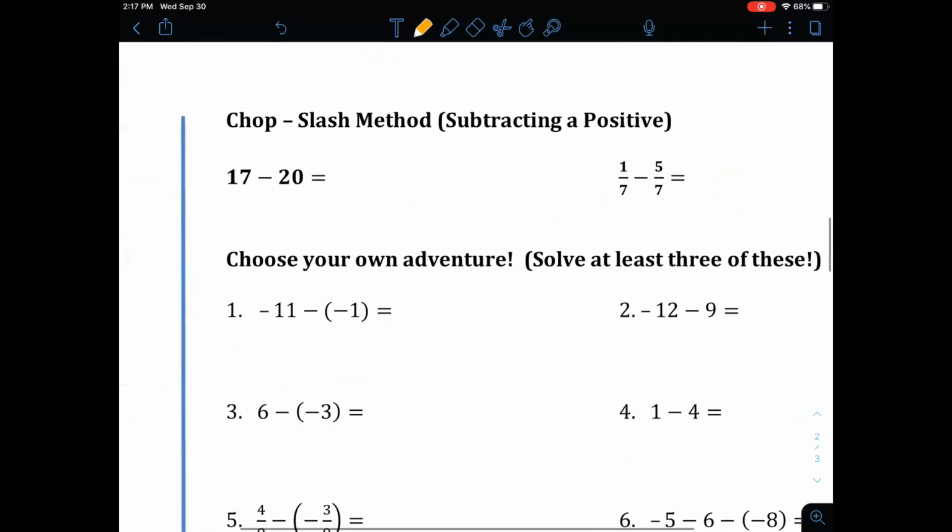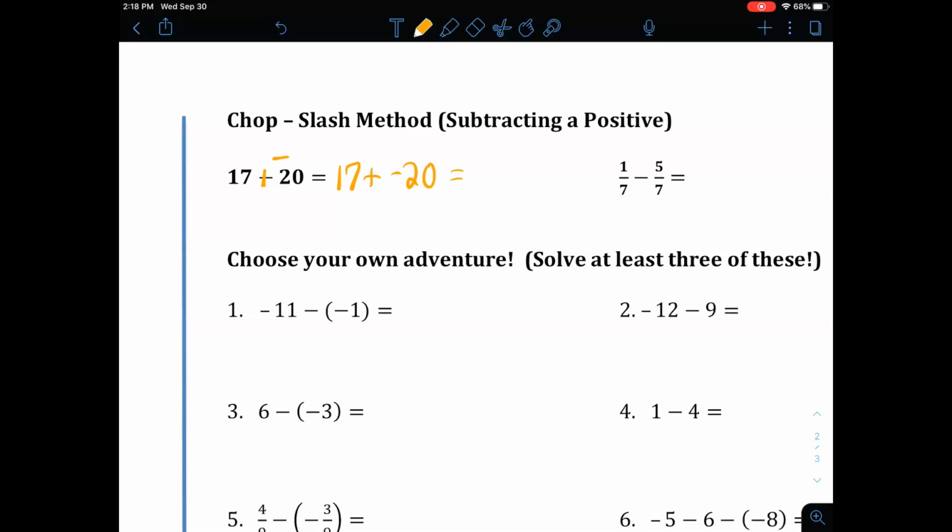This is a little bit different. Chop slash. Remember, chops are vertical, slashes are horizontal. Okay, this one we're subtracting a positive number. We have 17 minus positive 20. So we're going to change subtraction to addition, and we're going to change the positive 20 into a negative 20. Okay, so this is chop slash, or change the sign, add a line. So now we have 17 plus negative 20.